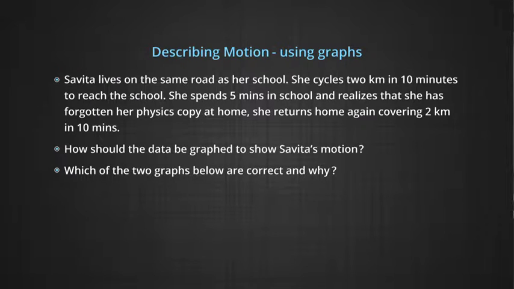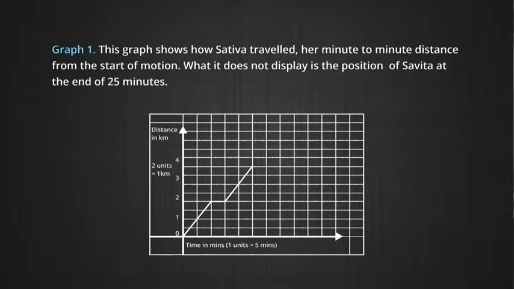Let us consider our problem again. Savita lives on the same road as her school. She cycles 2 kilometers in 10 minutes to reach the school. She spends 5 minutes in school. We will assume that she is in school, within school, so she is not moving or having a displacement per se, and realizes that she has forgotten her physics copy at home. So, she returns home again, covering 2 kilometers in 10 minutes. In order to graph this data, let us plot.